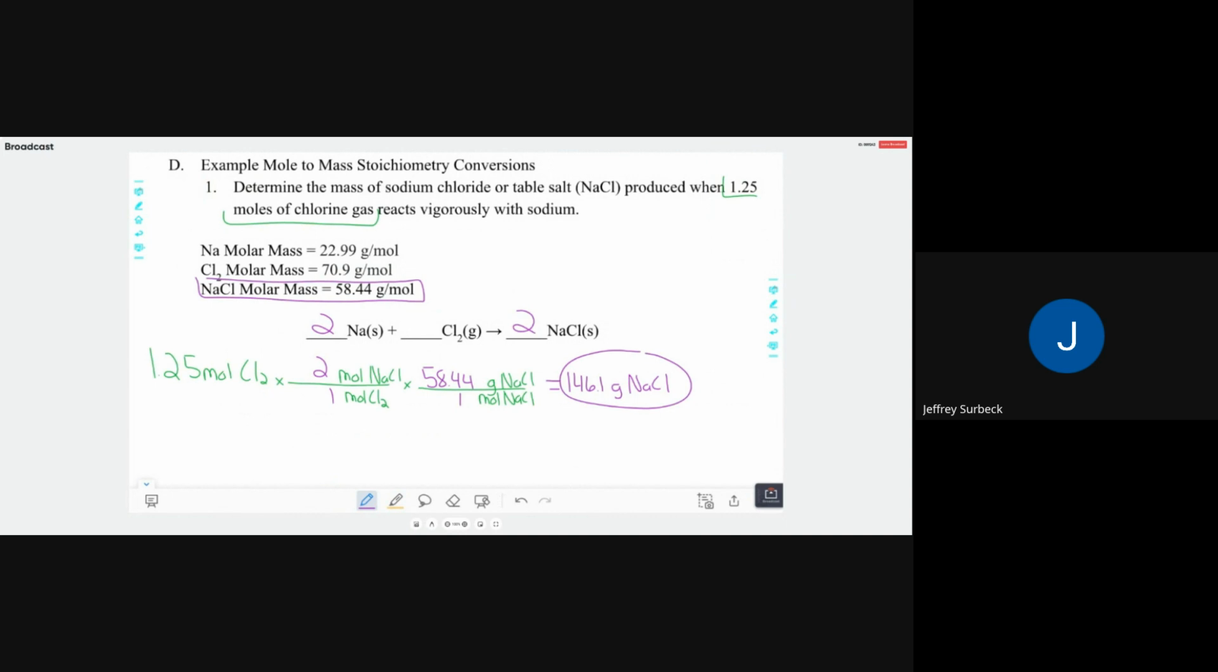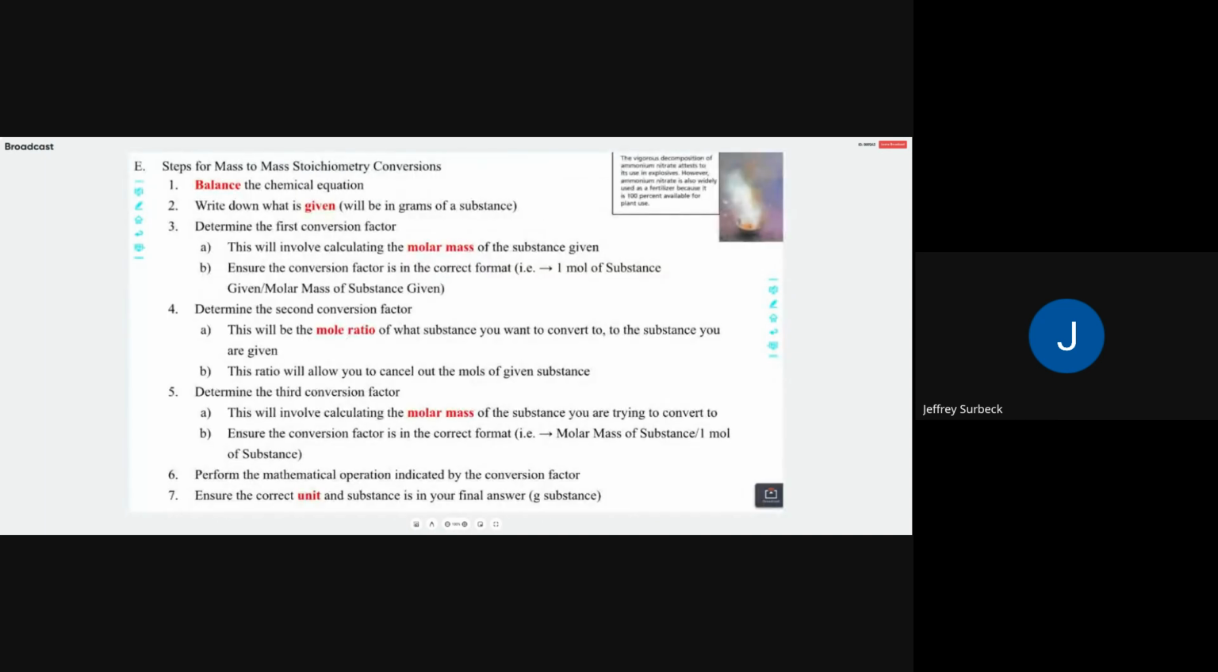Alrighty. One final set of directions, one final problem here. It looks like a lot of steps, but it's just adding one additional conversion. It takes us about 15, 20 extra seconds. Again, you got to balance the chemical equation. That is our starting position in all of these problems. Write down what's given and then start taking that knife hand out and canceling diagonally.